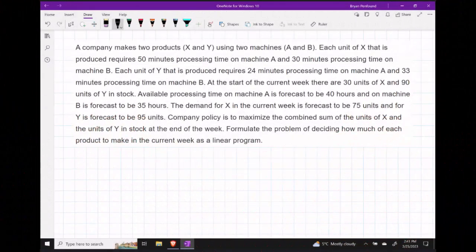In this video, let's solve the following linear programming problem. Here we have a company that makes two products. We're going to call them X and Y, and it makes these two products using two machines. We're going to call them machine A and machine B.